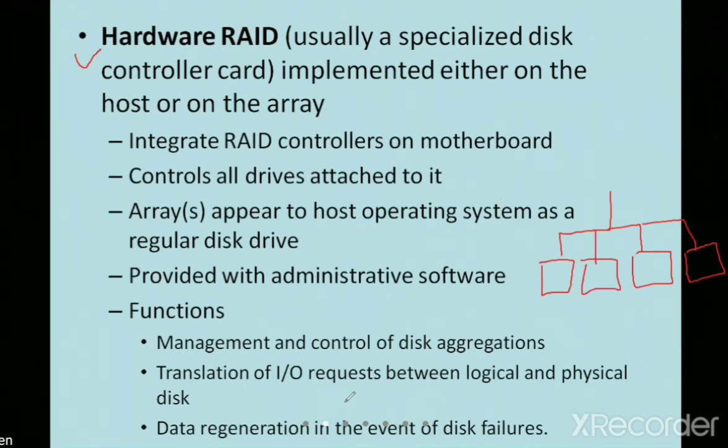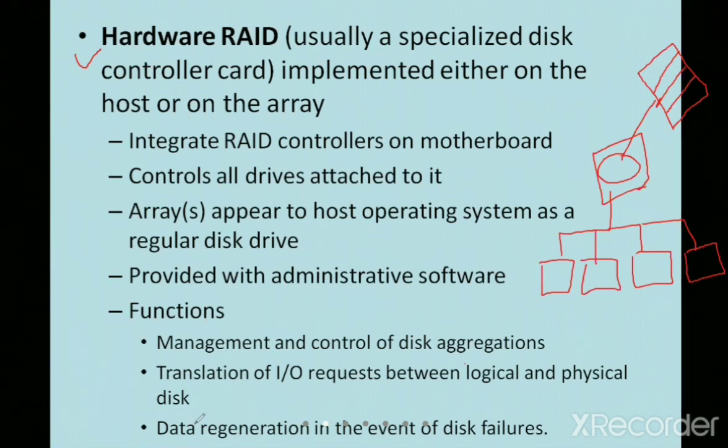The second one is the translation of the input and output requests between your logical and physical disk. So please remember, when I talk about the logical disk, there is a particular memory area. From these drives, the logical block has to be transferred, which means there is a faster exchange of the data. Every time, a particular address has to be fetched, then the data has to be transferred. So all these blocks of data have to be moved at a faster rate, and that is also controlled by this hardware RAID.